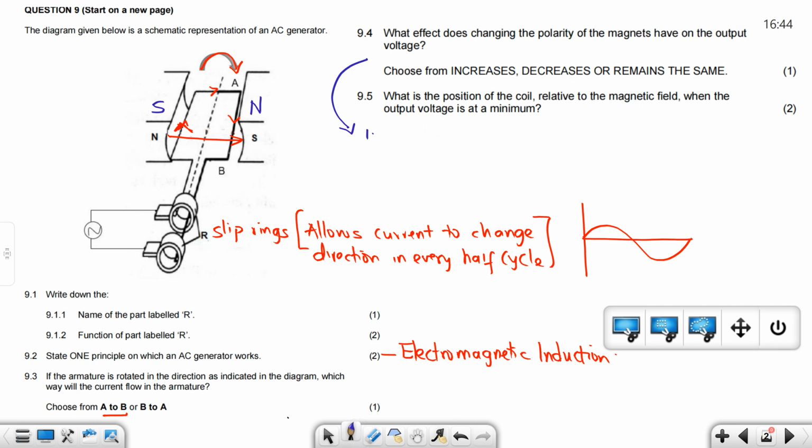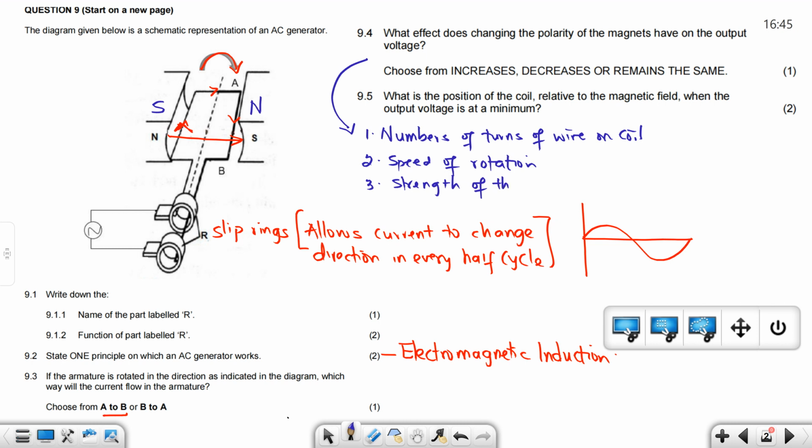What are the things that we'll talk about? Number one, the number of turns of wire on the coil. Is that fine? Number two, the speed of rotation. And what's the third one? The strength of the magnet. These are the things that will affect current, not this change of voltage. So these are the 3 points. And that's how we answer now. When we look at a question, we quickly go deep into it and take that out.